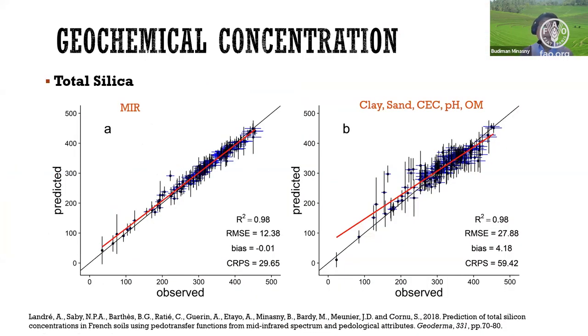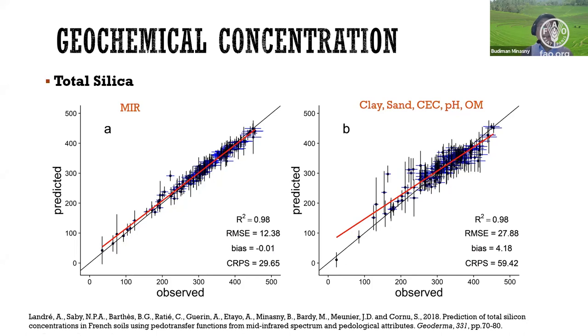And if we look at silica, for example, this is silica. If we look at the prediction using mid-infrared and compare it with using just the basic soil properties that we know are related to silica, the clay, sand, CEC, the pH, the organic matter, we can see that we get much better information from the mid-infrared because the mid-infrared also contains information about the minerals of the soil, while this one is a sort of indirect prediction. So mid-infrared itself is a good predictor of silica.